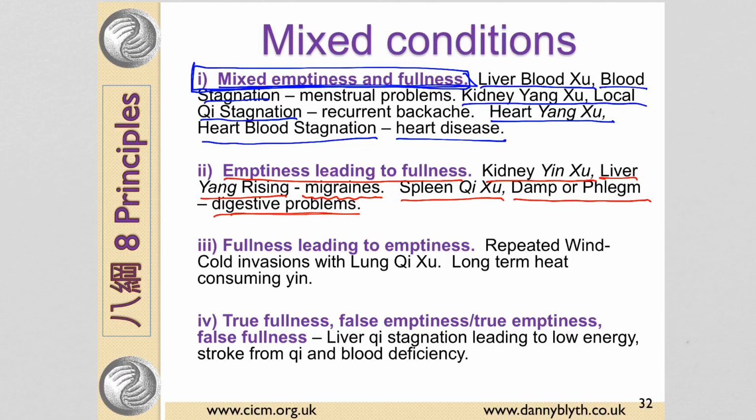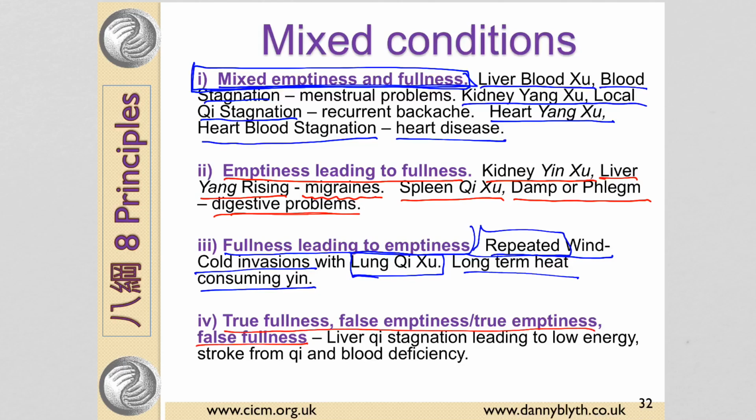You also get fullness leading to emptiness, so a full condition like a wind cold invasion. If they keep coming, if you get repeated invasions, we become lung qi deficient, an emptiness, and we get a mixed condition. In the same way, long-term heat can consume the yin. And finally, true fullness, false emptiness, true emptiness, false fullness.